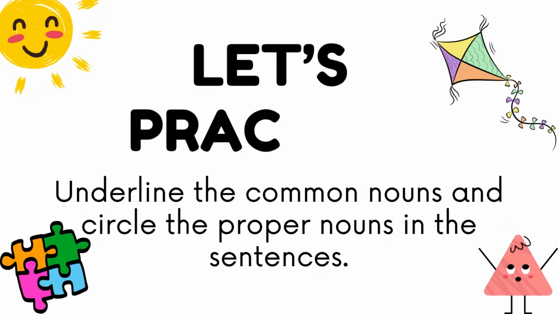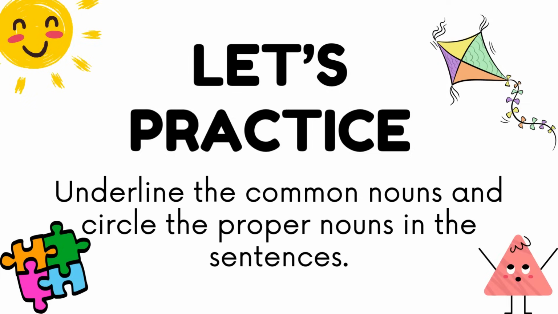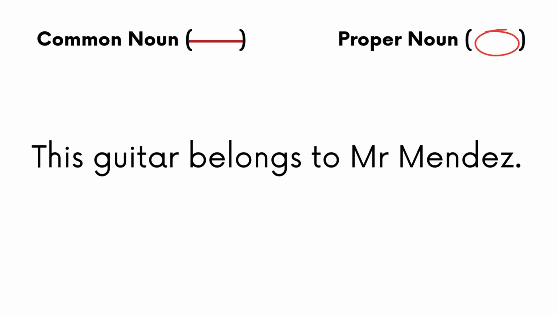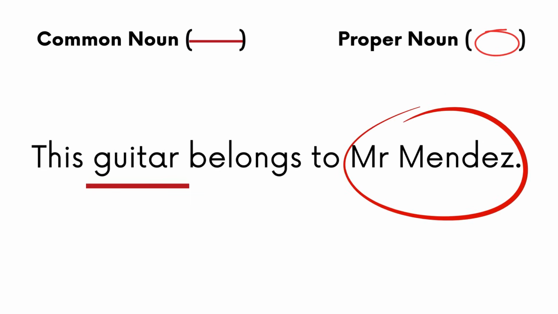Let's practice. Underline the common nouns and circle the proper nouns in the sentences. In the sentence, this guitar belongs to Mr. Mendez. Here are the nouns. Common noun, guitar. It refers to a general item, not a specific name. Proper noun, Mr. Mendez. It's the specific name of a person, so it's a proper noun.